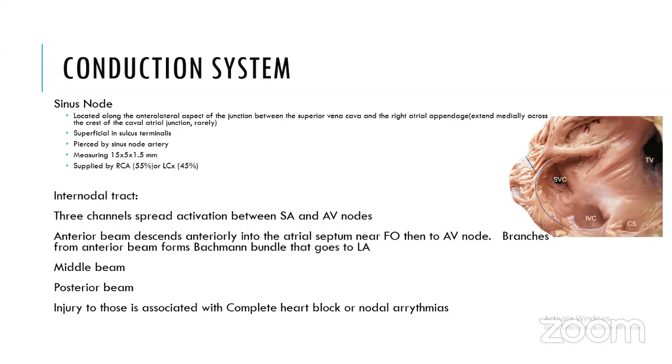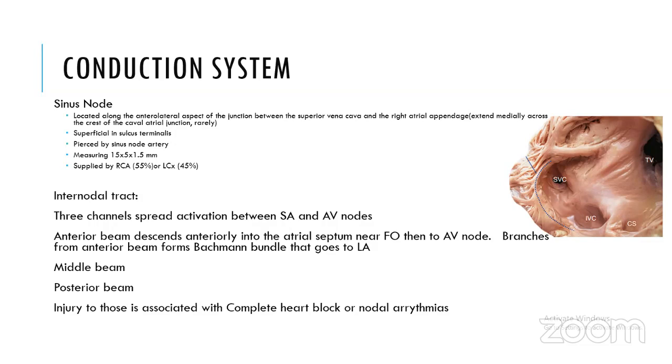the bundle, and Purkinje fibers. So starting with the SA node, it is located along the anterior lateral aspect of the junction between the superior vena cava and the right atrial appendage, and extends medially across the crest of the caval atrial junction. It is superficial and pierced by the sinus node artery.